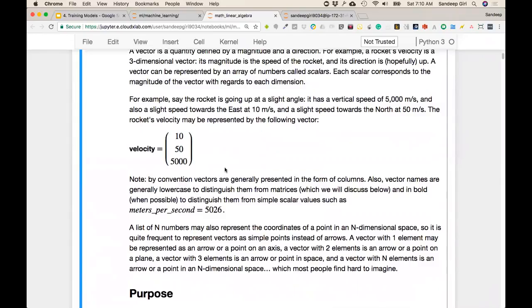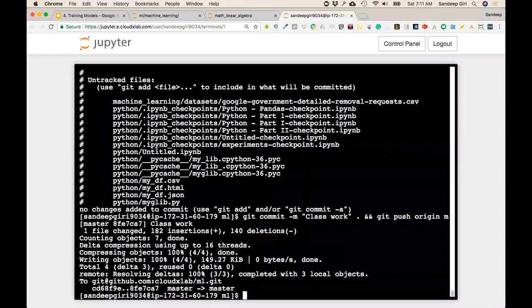This notebook that you see here, you will have to pull again. So you have to go into the console and say git pull. You have to say git pull again.